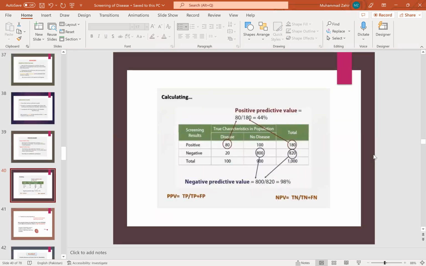You can see in this 2 by 2 table, the positive predictive value goes this way, 80 true positives divided by total, and in case of negative predictive value, it is true negatives divided by total. So positive predictive value is 80 by 844, and negative predictive value, if we divide 800 by 820, is 98%. Positive predictive value direction goes like this and negative comes like this.